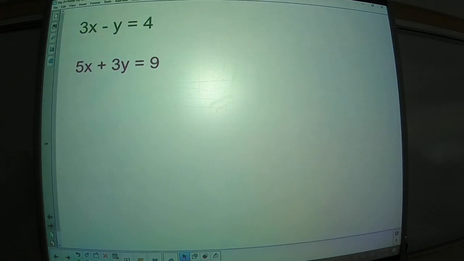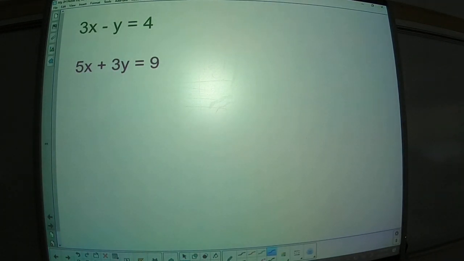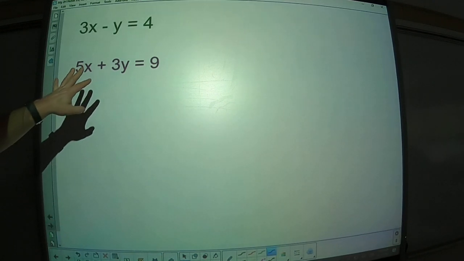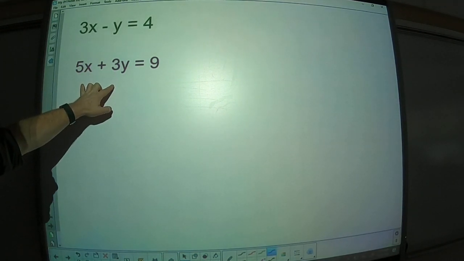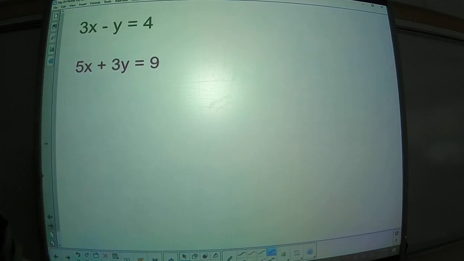All right, here's our next example. All right, good. So now, in this problem, we don't have a variable isolated on one side of the equal sign. So because of that, we need to get one by itself. Now, some people would use one of these. Why not use one which is much simpler to get by itself?